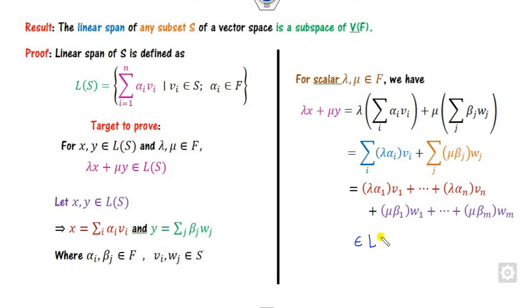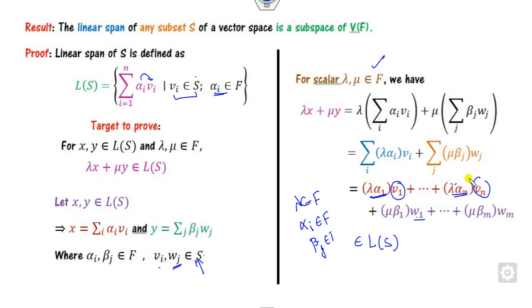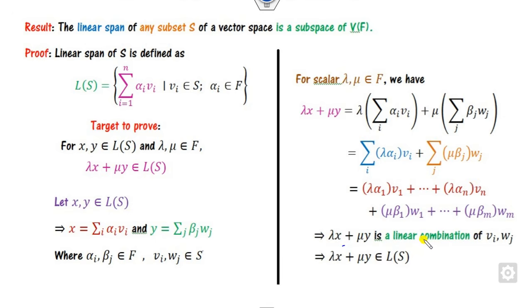When this element belongs to the linear span, whatever the coefficients alpha i, it belongs to S. You can see V1, V2 up to Vn belong to S, and W1, W2 up to Wm also belong to S. Another thing you have to prove is that the coefficient of Vi is in F. You can see lambda belongs to F, alpha i belongs to F, beta i,j belongs to F. It means this also belongs to F. So you can see this is a linear combination of the Vi and the Wj. Hence, this is my subspace.